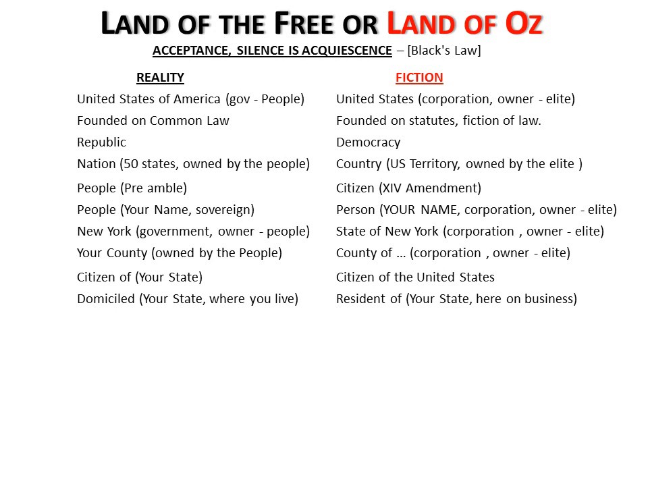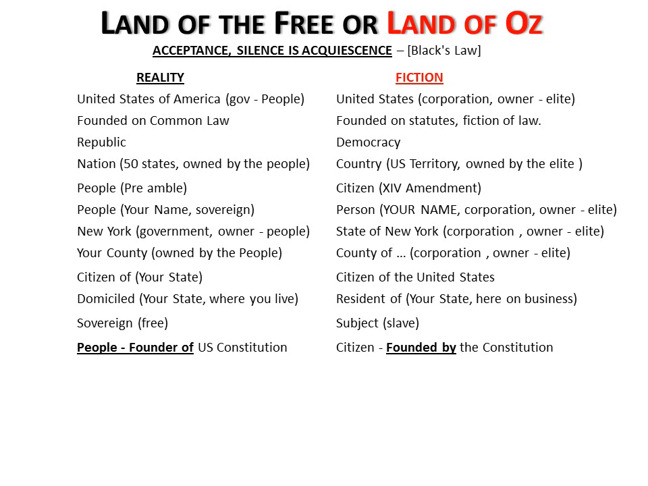If you're a resident of your state, you're just here on business, and you're actually part of the corporation. You're actually a citizen under U.S. territory. Sovereigns are free, subjects are slaves under the 14th Amendment. Sovereigns are above the Constitution. They are the people ordained and established. People found the U.S. Constitution. Citizens are founded by the Constitution under the 14th Amendment.